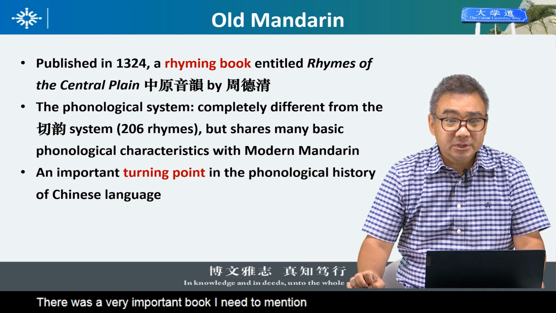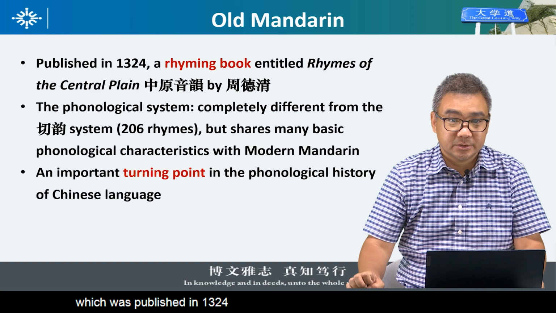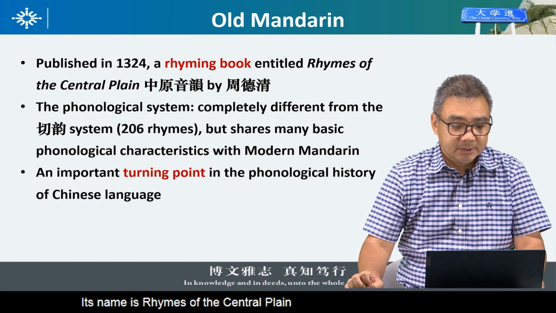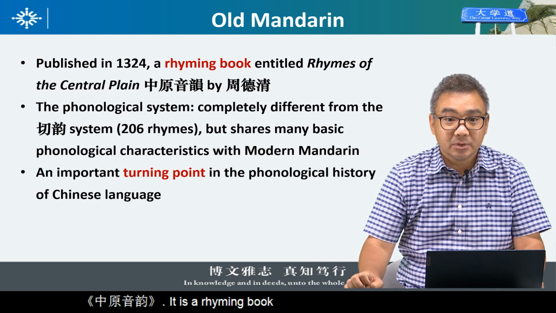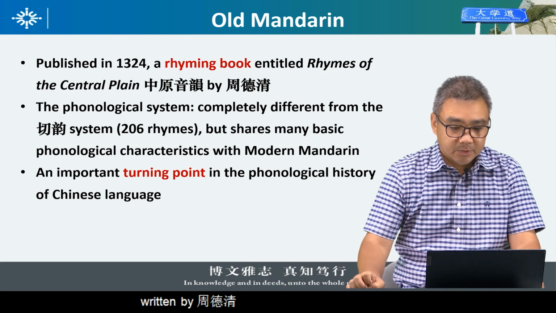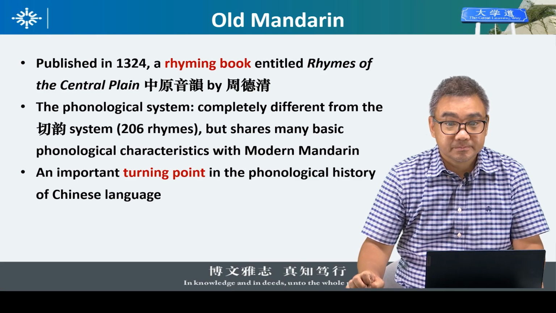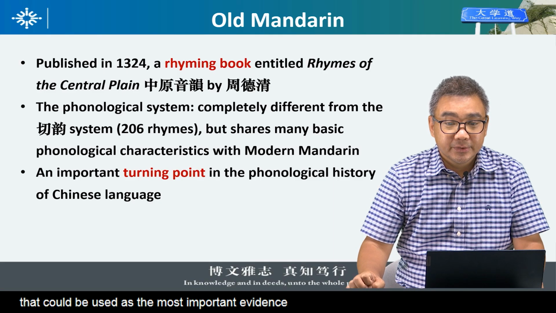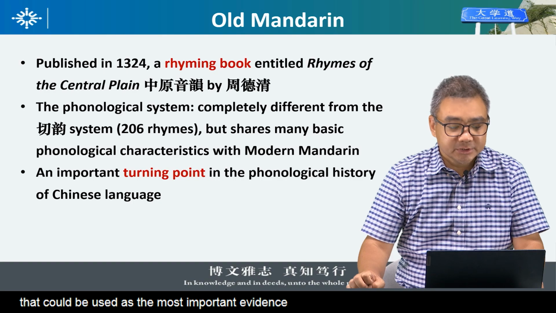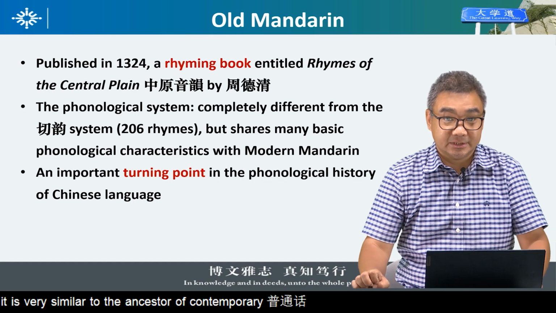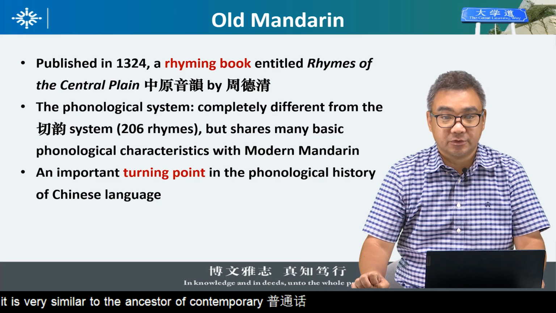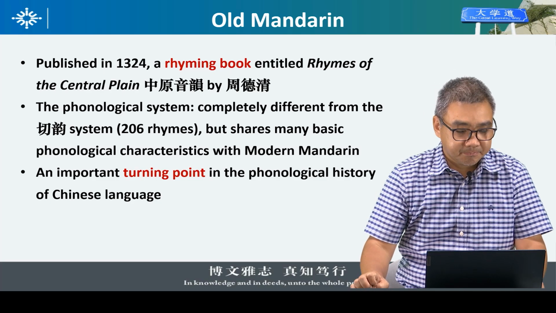There was a very important book I need to mention, which was published in 1324. Its name is Rhymes of the Central Plain, 中原音韵. It is a rhyming book written by Zhou Deqing that can be used as the most important evidence to prove that it is very similar to the ancestor of contemporary Putonghua.